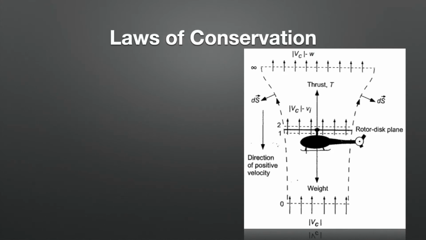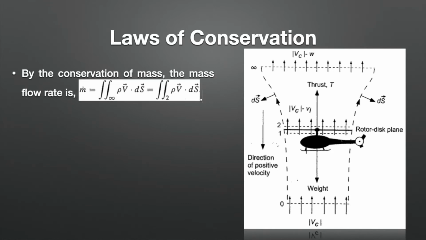Now coming to the laws of conservation. By the conservation of mass, the fluid mass flow rate m dot through the rotor disc is equal to the double integration at the infinity position of rho V dS, which is the same at the rotor plane, rho V dS. Hence we get the equation m dot is equal to rho A into Vc plus Vi.